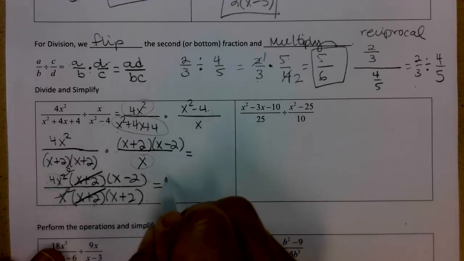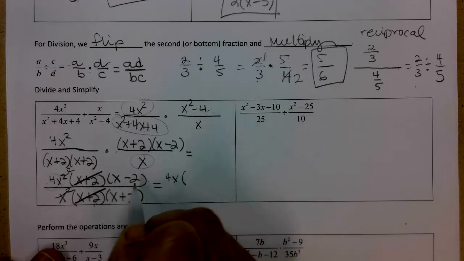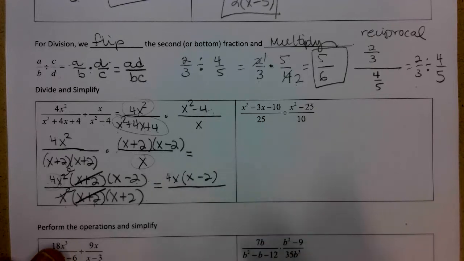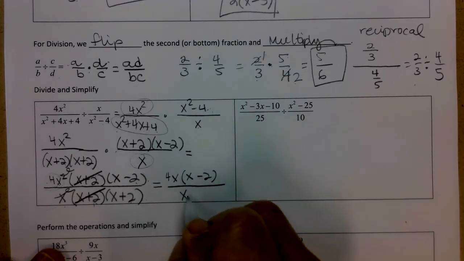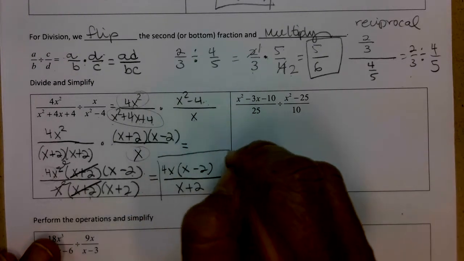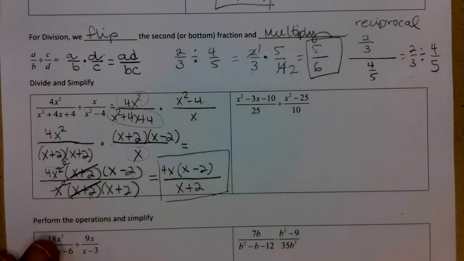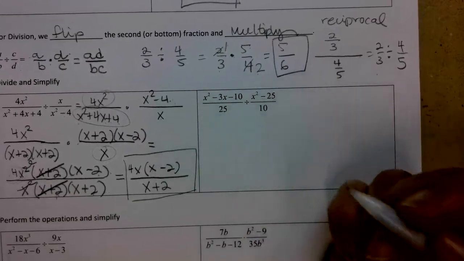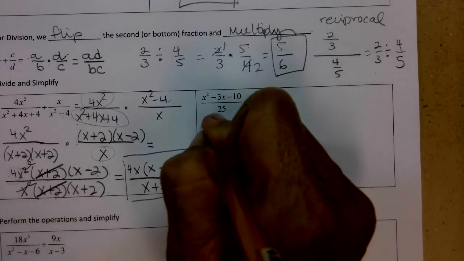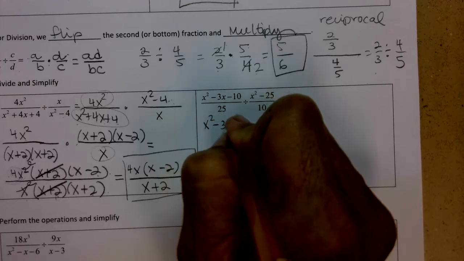We've got 4x out in front, times x minus 2, and then in the denominator, x plus 2. All right. So divide. So again, you flip the second. So I'm just going to copy everything down again.